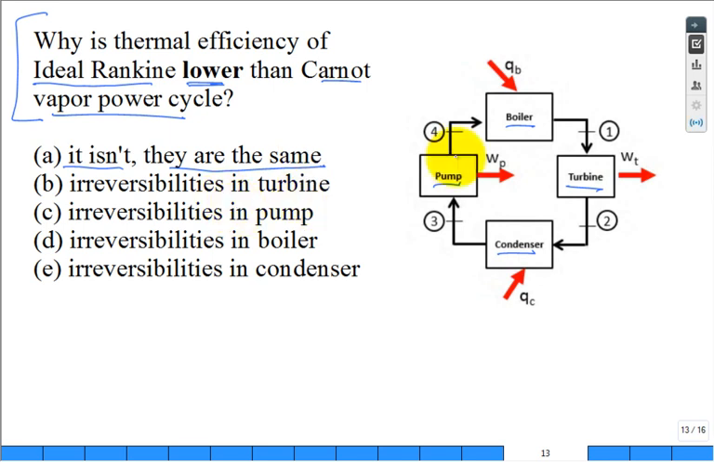B, I think there's irreversibilities in the turbine. C, I think there's irreversibilities in the pump, boiler, or condenser. It's one of those.